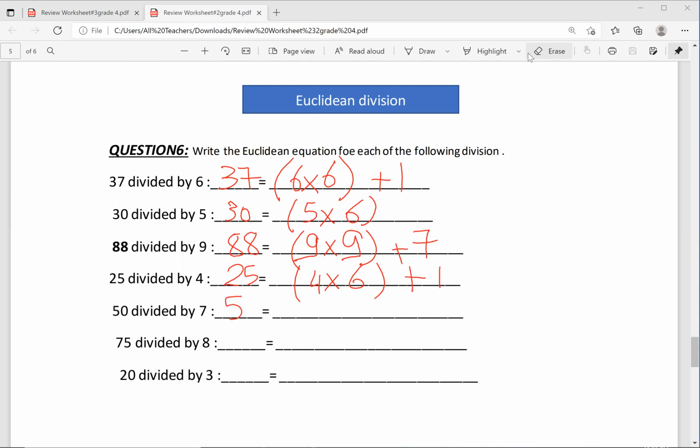Now 50 divided by 7, it's 50 equals 7 times something. 7 times 7 is 49, plus 1, it's 50. Now 75 equals 8 times 9, which is 72, plus 3. 20 equals 3 times 6, which is 18, plus 2, it's 20. So that's the Euclidean equation.